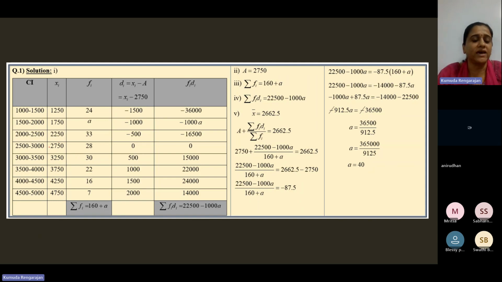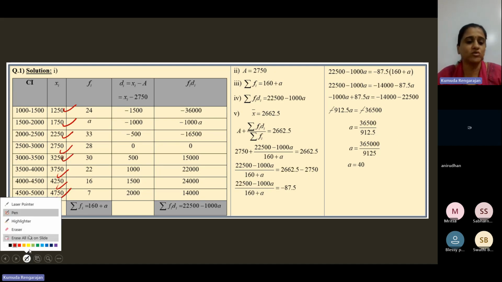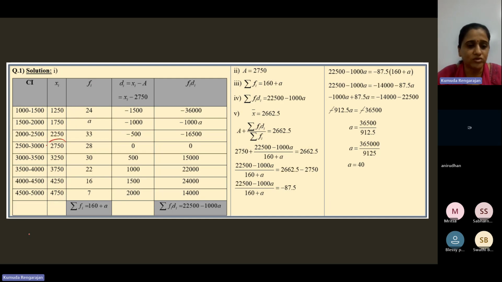I have asked you to take A as 2750, the class mark of this class interval. You can take any value from the xi column as A. This can be A, this can be A, or this, or this. Anything can be A. But we prefer the middlemost values. You can even take this as A and still get the same correct answer.